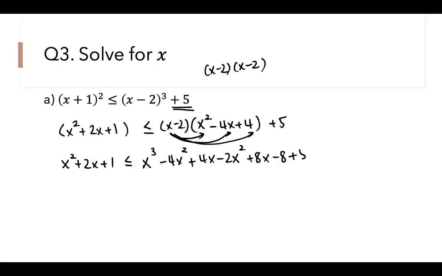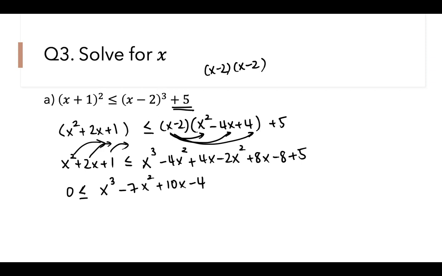minus 8 plus 5. Okay, so I'm going to collect the like terms and put everything to one side. So let's bring this to this side and make it 0. So 0, and then x cubed minus 7x squared plus 10x minus 4. This is the overall equation after you collect all the like terms.